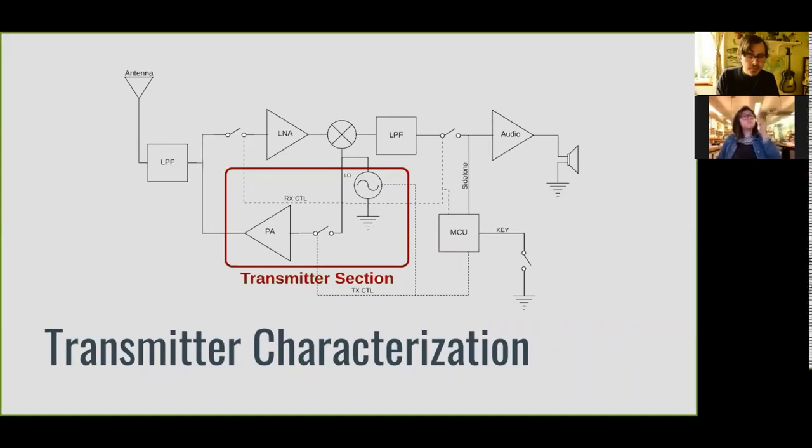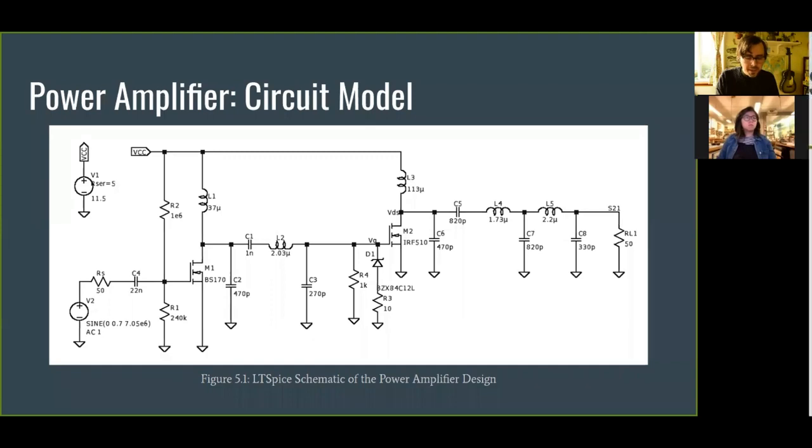Then I built the transmitter. I did not actually build a module for the transmitter. I just developed it as I brought up the board. So here's the schematic for that.